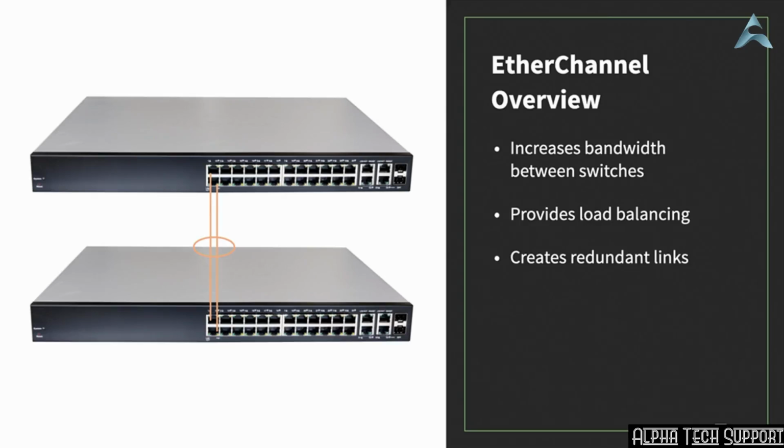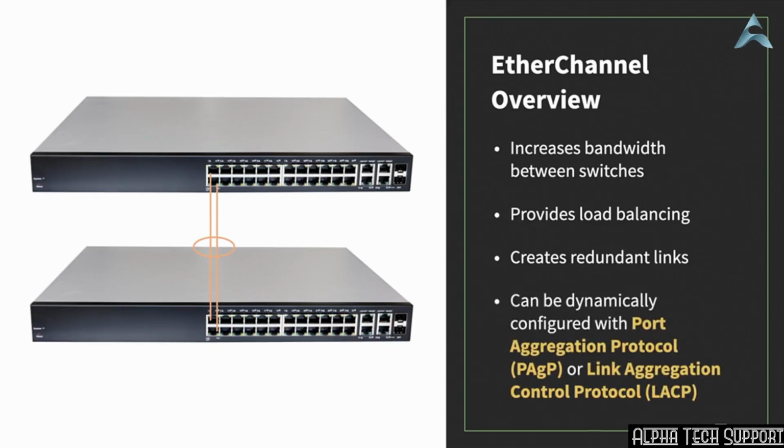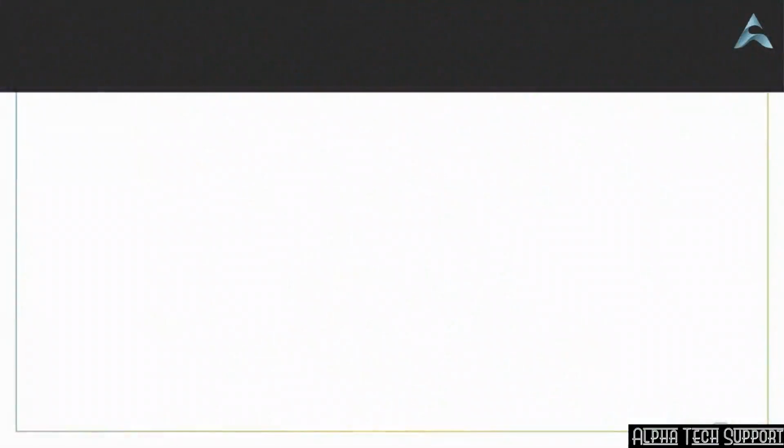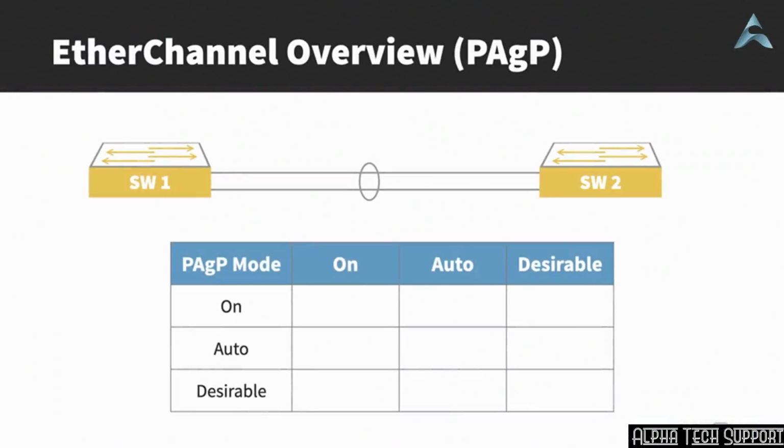And those links, when we're configuring them, can be set up dynamically using a protocol such as PAgP, which is Cisco proprietary. That's the Port Aggregation Protocol, or LACP. That's an industry standard, the Link Aggregation Control Protocol. Now let's take a look first of all at how Cisco's PAgP works. The idea is we may be able to go to just one switch and set up an EtherChannel by negotiating the formation of an EtherChannel with the other switch.